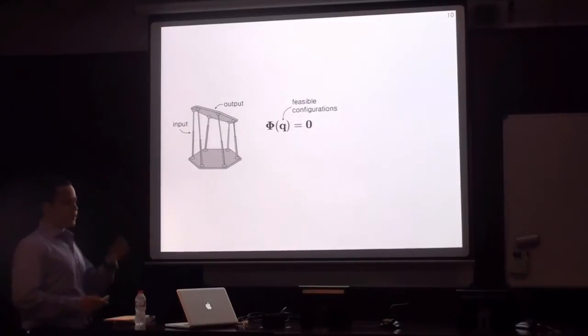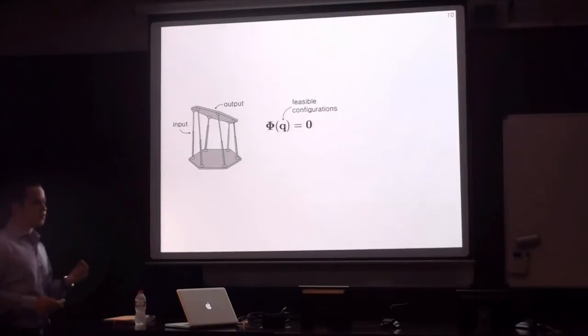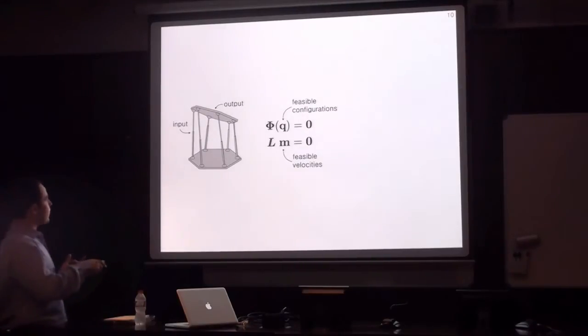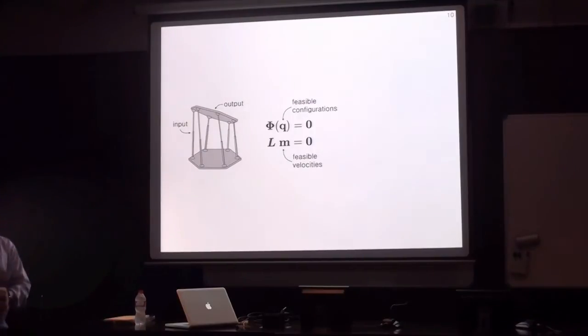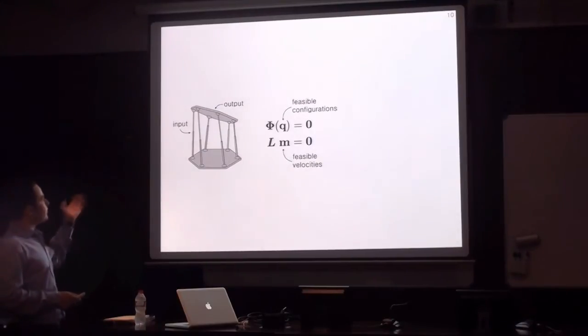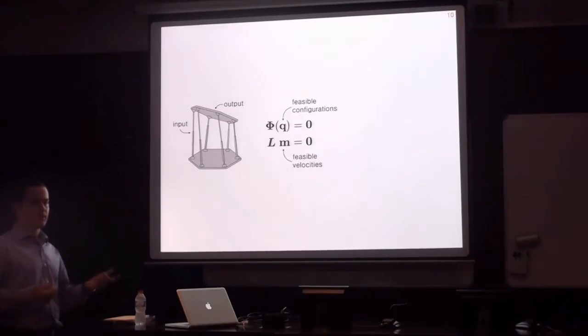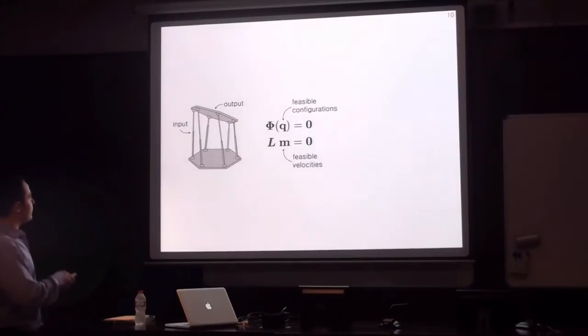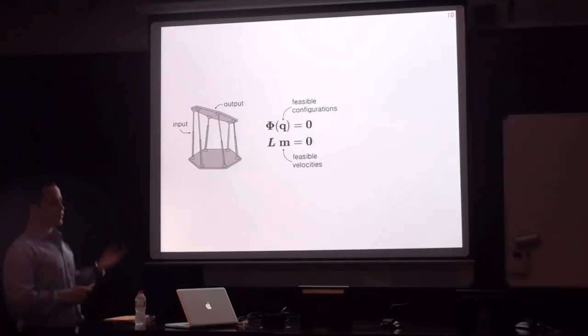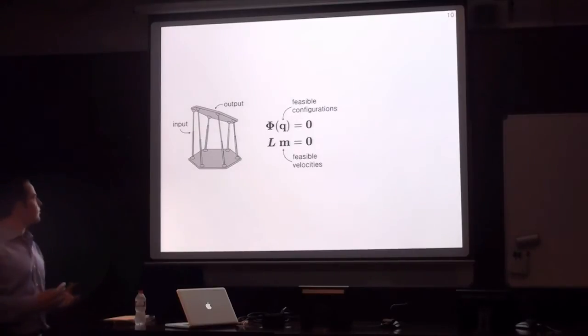In addition, for a given configuration, it is possible to find a velocity equation like this one that gives all possible motions of the manipulator at that configuration. And this equation can be found in several ways, for example, by differentiating the assembly constraints or using tools of screw theory or by other means. And here the matrix L depends on the configuration Q, and M is a velocity vector which globally characterizes the velocity state of the manipulator.